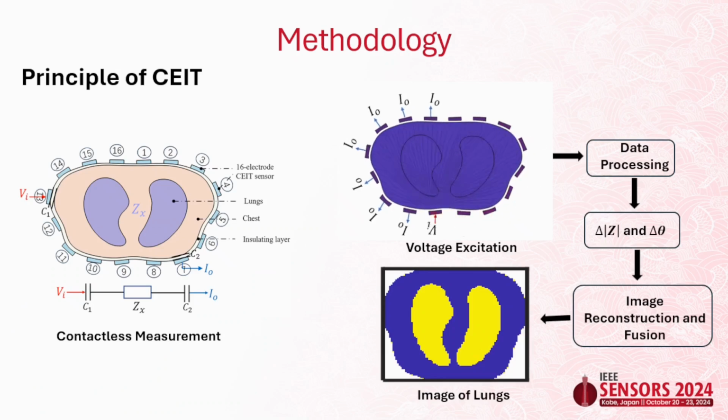And so the principle of CIT, in fact, is we couple two capacitances between the two electrodes. So there is a capacitance C1 between the excitation electrodes and the human body, and another capacitance between the human body and the receiving electrodes. And this is done by a voltage-driven pattern, as you can see on the top right. When you collect the data, you get the phase data and the magnitude data of the impedance, and then you do the image reconstruction after that.